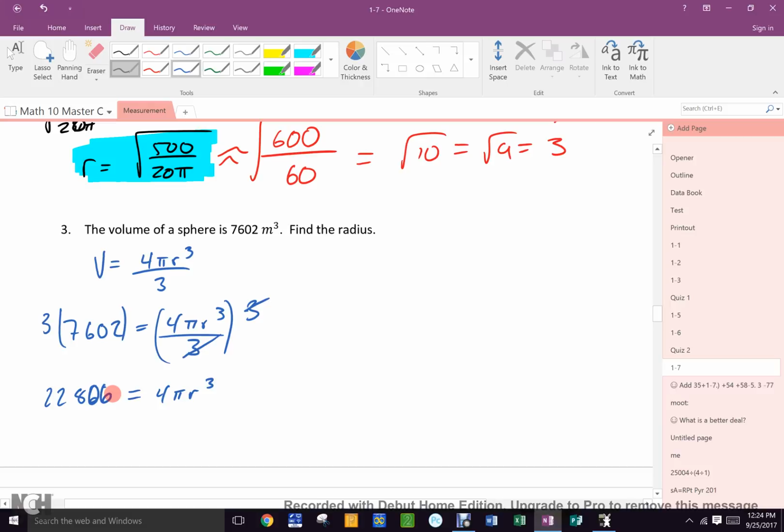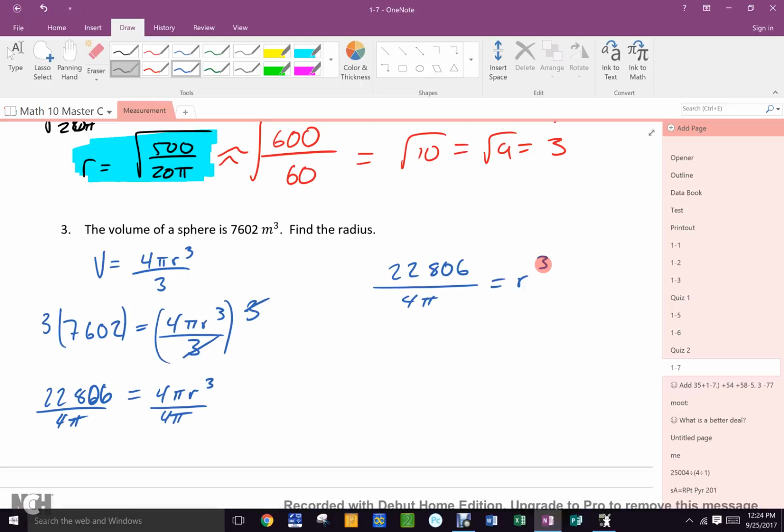Everybody okay? Nothing tricky there, right? Now, what do I need to get rid of? Jack, you might as well finish it. 4 in the pi, so you divide each side by 4 pi. 4 pi, 4 pi. So now I've got 22,806 divided by 4 pi equals r cubed. You guys are smart kids.